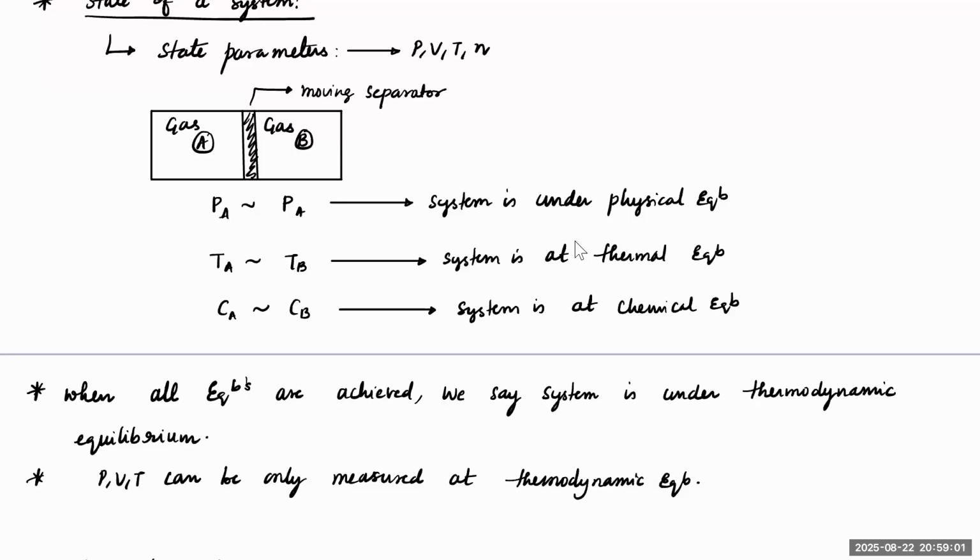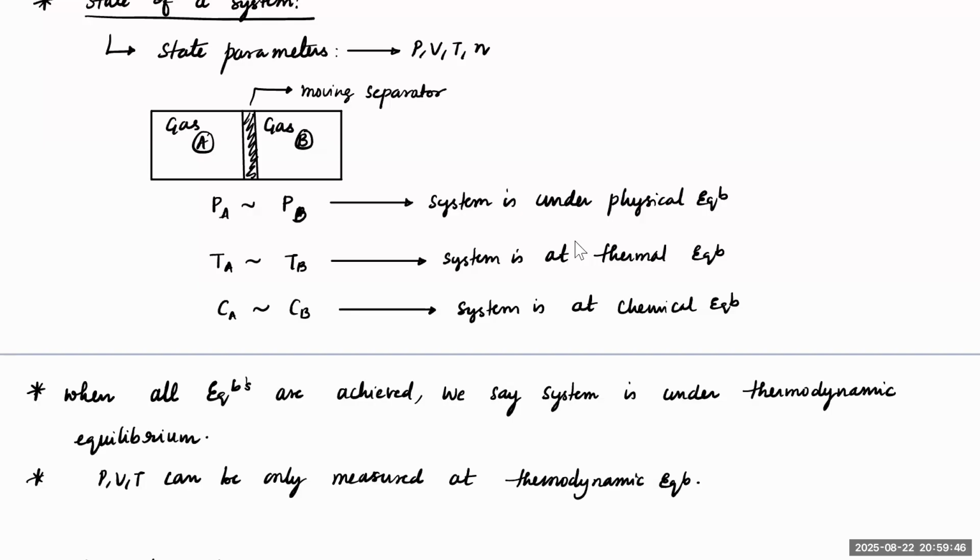What type of equilibrium is this? If there are physically observed bodies which are not moving in the system, that means we say it has achieved physical equilibrium. So if this separator is not moving, I would say a physical equilibrium has been achieved. And when would that happen? Usually this will happen when the pressure from all the directions is the same. So you can see pressure here is PA and pressure here is PB, and if PA and PB are equal, then we say the system is under physical equilibrium. Clear?